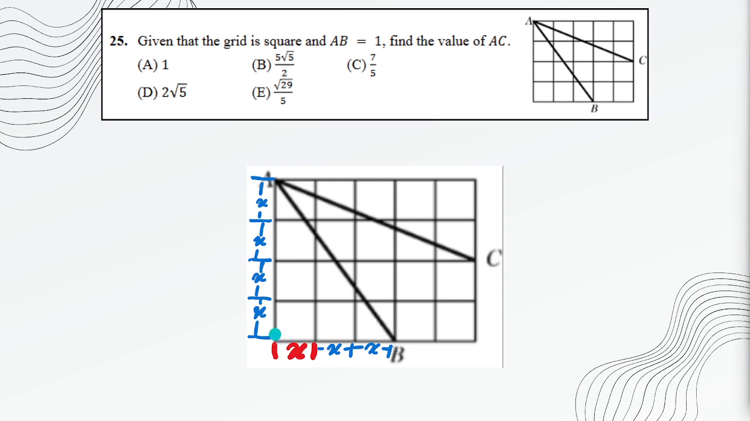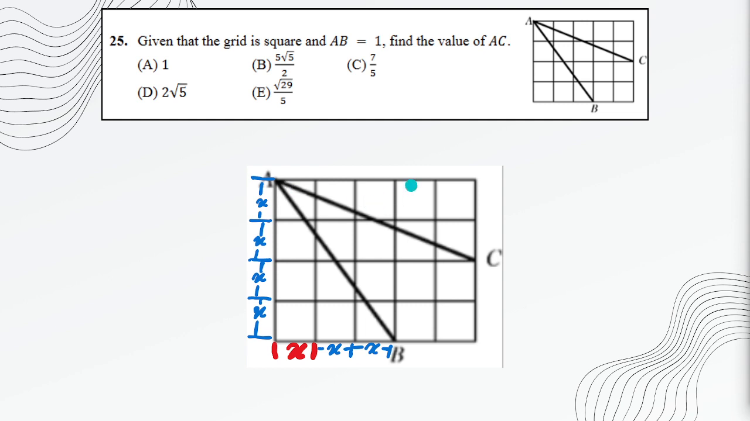Since the side lengths are the same, this length will be x, this length will be x, this length will be x, this length will be x. So this side length would be 4x. And similarly, since there are 3 x's here, this side length would be 3x. So this is 4x, this is 3x, and this is 1, right?